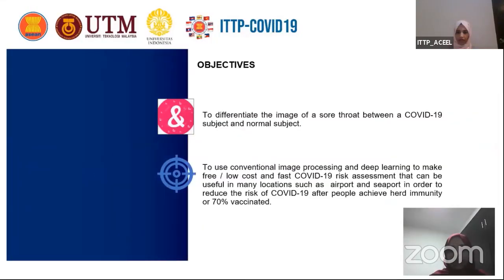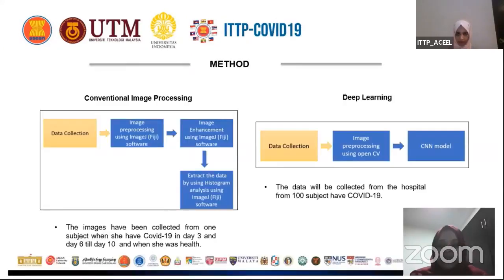Our objectives for this assessment are to differentiate the image of a sore throat between a COVID-19 subject and a normal subject, as well as to use conventional image processing and deep learning to make a free, low-cost and fast COVID-19 risk assessment that can be useful in many locations, such as airports and seaports, in order to reduce the risk of COVID-19 after people achieve herd immunity or 70% vaccinated. So in order to achieve our objectives, we follow this method to get the final result.